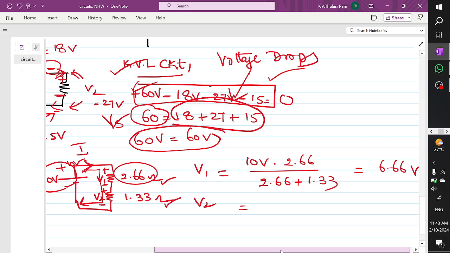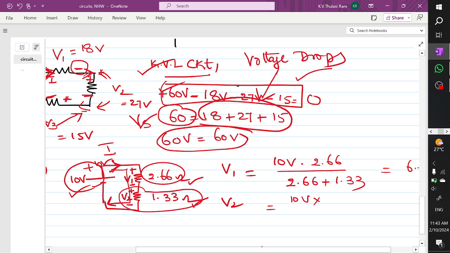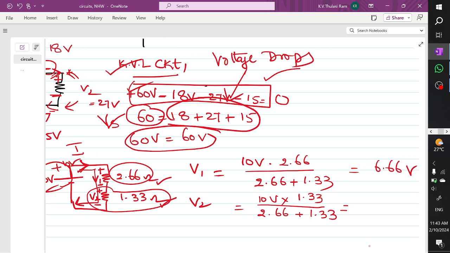Now coming to the next step, we need to find V2. So how to find V2 from the problem? V2 is the source voltage. What is the source voltage given to us? 10 volts, and V2 is across this branch. So what is the resistor at this branch? Into 1.33, divided by the sum of resistors which are connected in series, which is 2.66 plus 1.33. If you perform it by using your calculator, then you are going to get 3.33 volts. Just by cross checking you can understand.